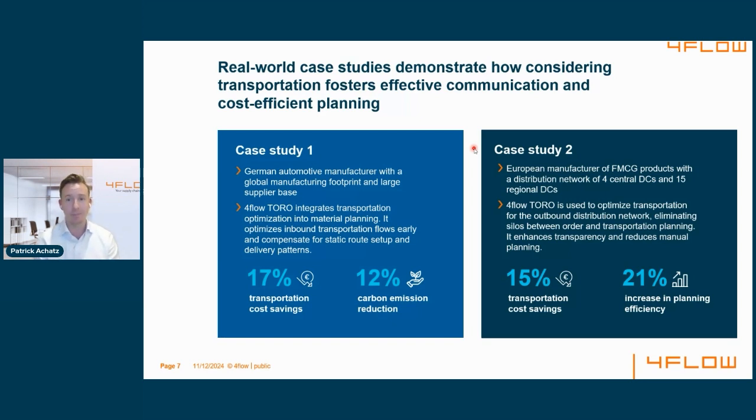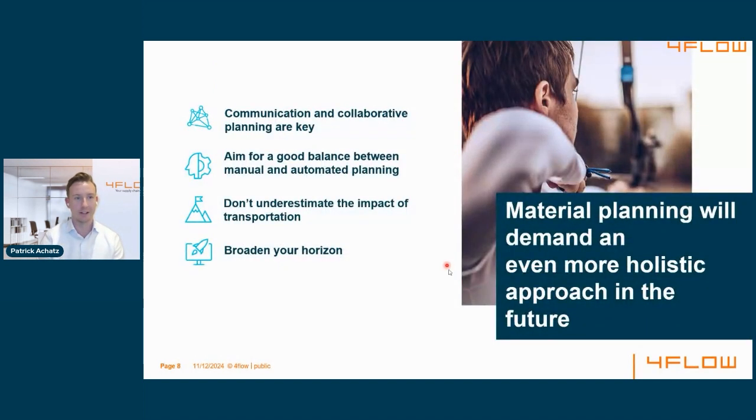As a result, this manufacturer saw significant improvements, a 15% reduction in transportation costs and a 21% increase in planning efficiency. This case demonstrates how Toro can create impactful efficiency by integrating transportation into planning and automating key processes. So let's switch to the next slide.